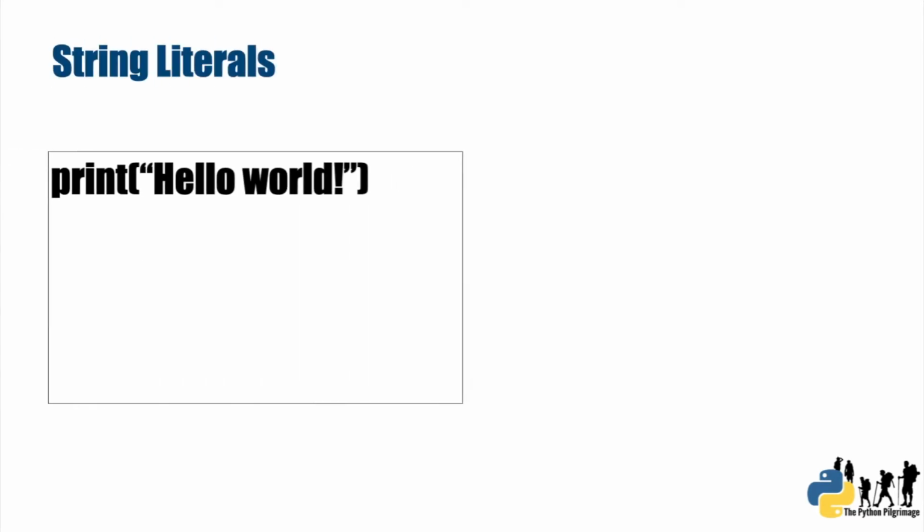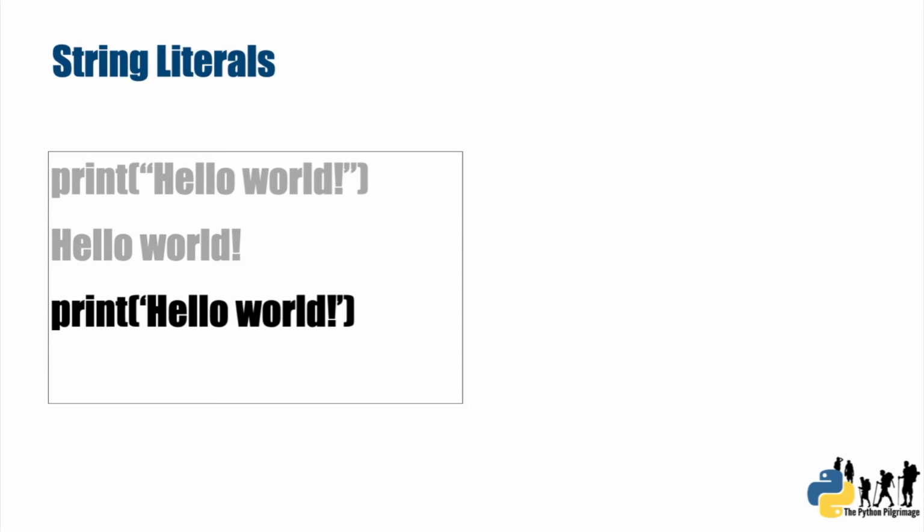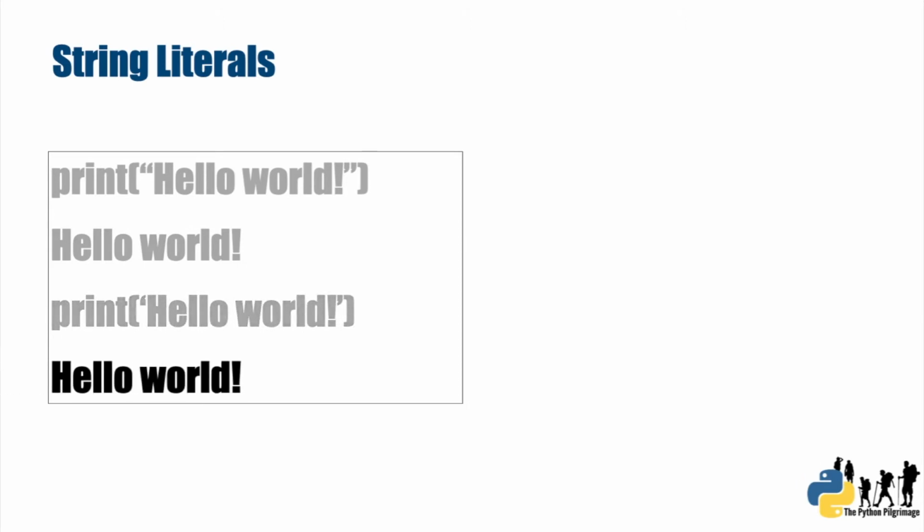So working with strings, as mentioned earlier, anything enclosed in a double quotation mark or a single quotation mark is a string. There is no difference between enclosing them in single or double quotation marks, as you can see in the example here. If you print out hello world in double quotation, you'll get hello world. And if you print out hello world in single quotation, you'll also get hello world.